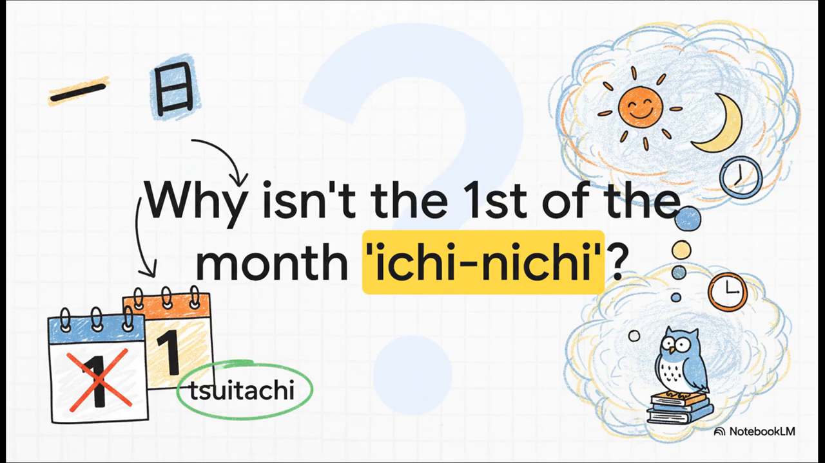You probably know that one is ichi and day is nichi. So logically, the first of the month should be ichi-nichi, right? Makes sense. But nope, it's tsuitachi. So why is that? Well, that's the puzzle we're about to solve.